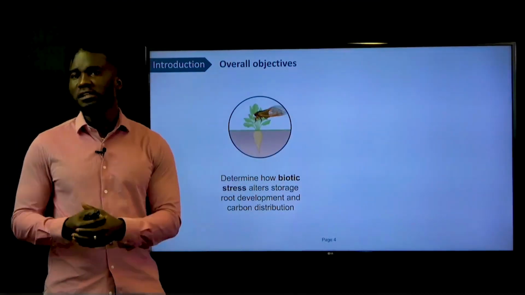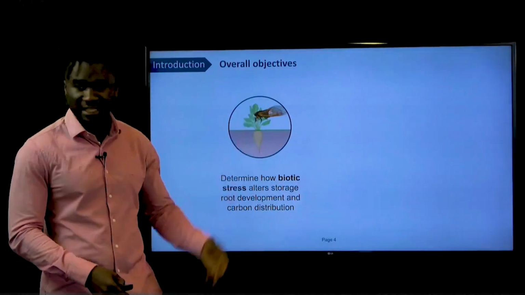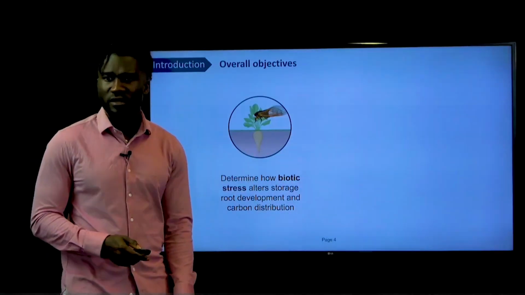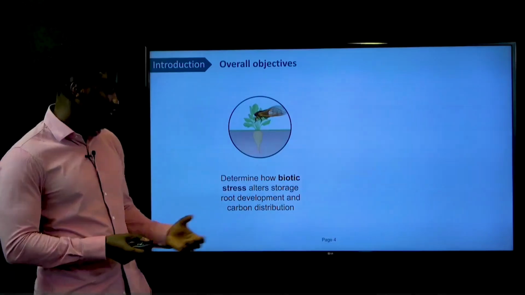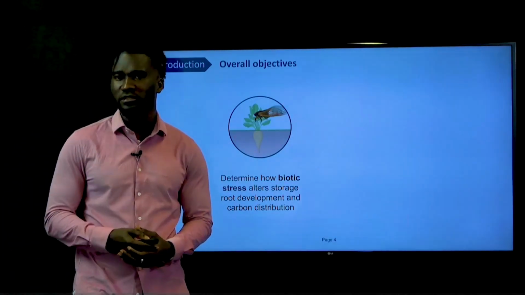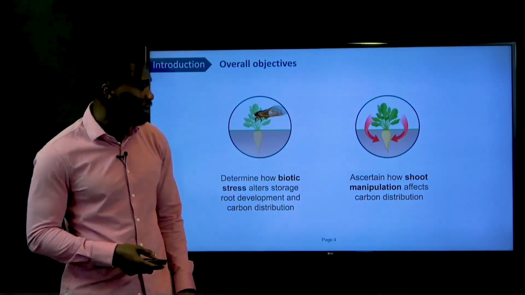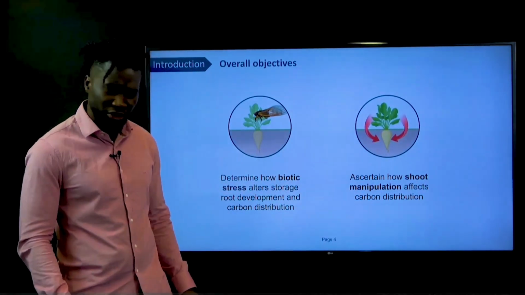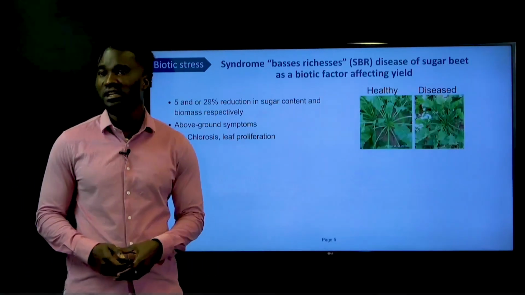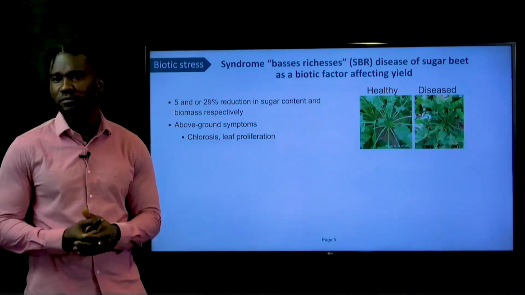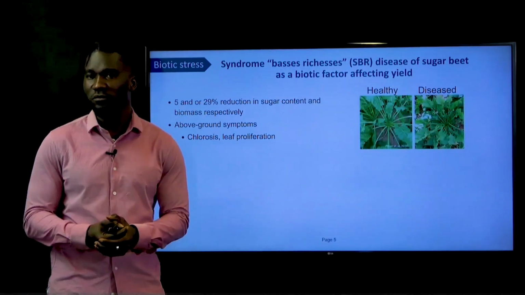With this context established, I will outline two of the central aims of my doctoral research, which will also guide my talk today. The first one was to determine how a biotic stressor alters storage root development and carbon distribution dynamics in sugar beet. And the second one was to ascertain how shoot manipulations affect carbon distribution dynamics within sugar beet taproots. With this foundation in place, I will now move on to the first part of my talk, which focuses on the impact of a biotic stressor on the phloem sub-movement.